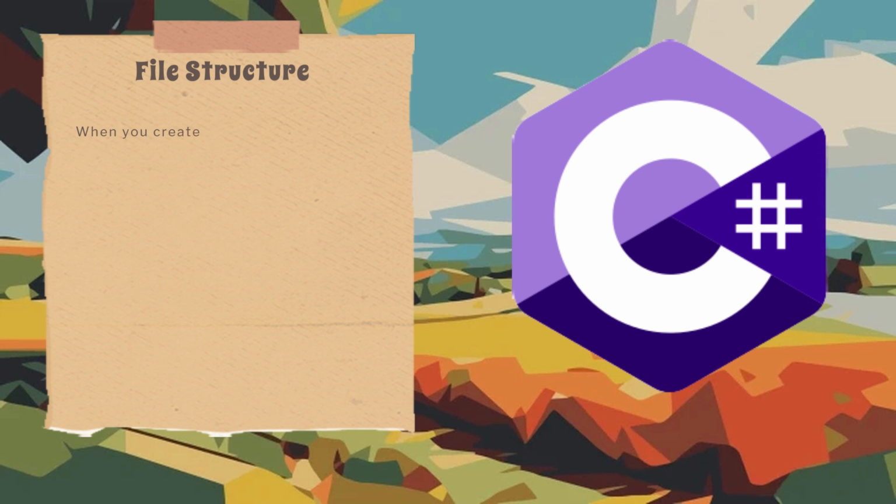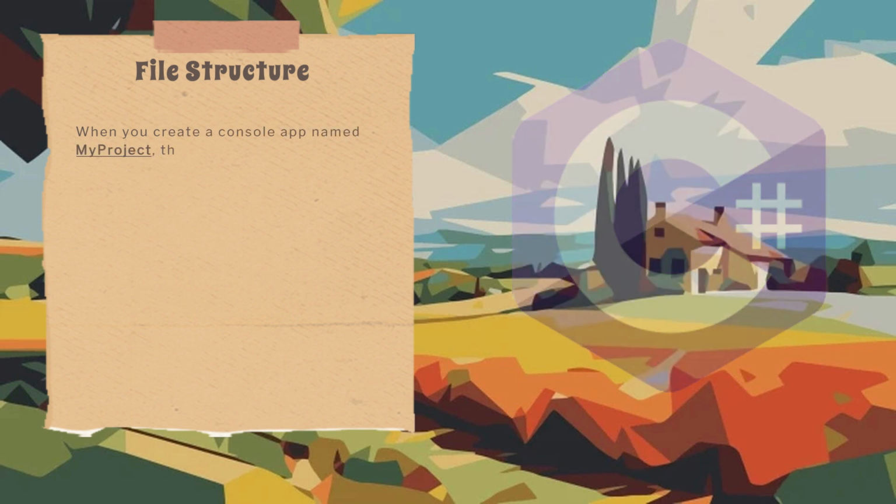When you create a console app named My Project, the following file structure will be generated.